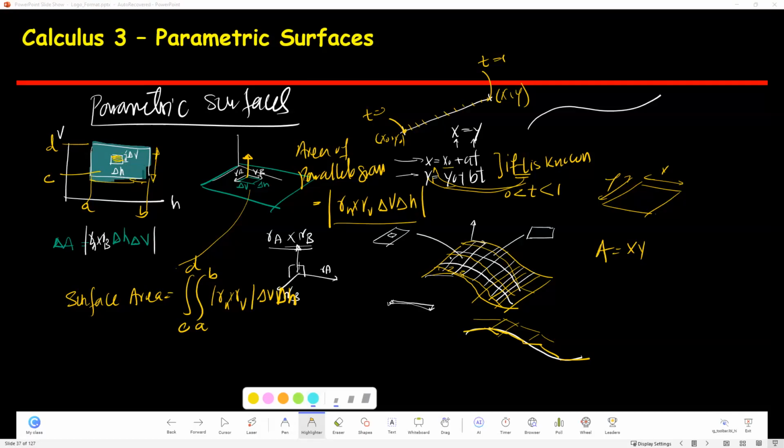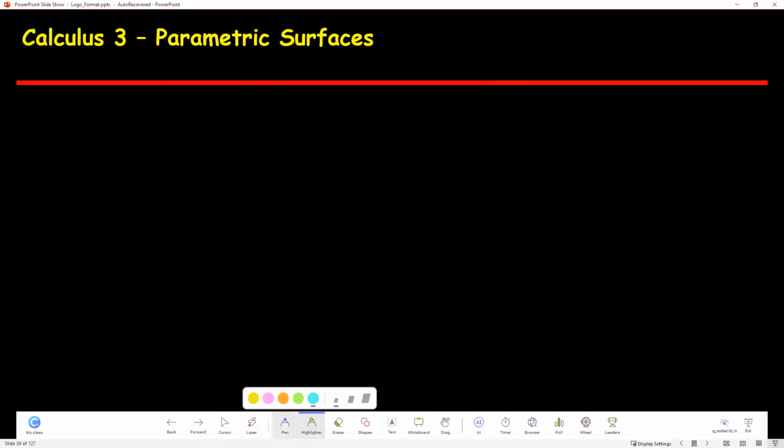And that's the whole concept of the parametric equation. Okay, so now let's talk about how we can prove the area of a sphere. The area of a sphere is 4 pi times r squared. Okay, so let's take a look. We're going to use the same concept, the parametric equation.